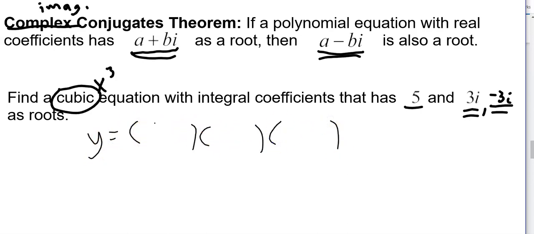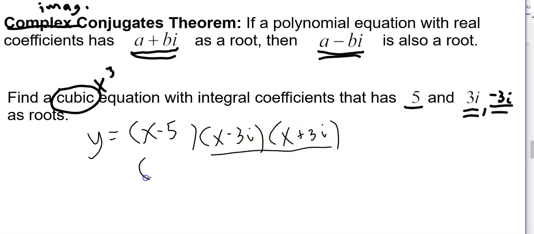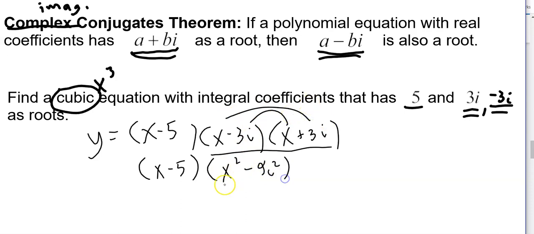And one of them is going to be x minus 5. One is x minus 3i, and one is x plus 3i. And what's nice is when you FOIL these together, I think it should simplify nicely. So we get x squared, inside outside is 0, minus 9i squared. Well, that's really x squared plus 9, right? Because i squared is really -1.